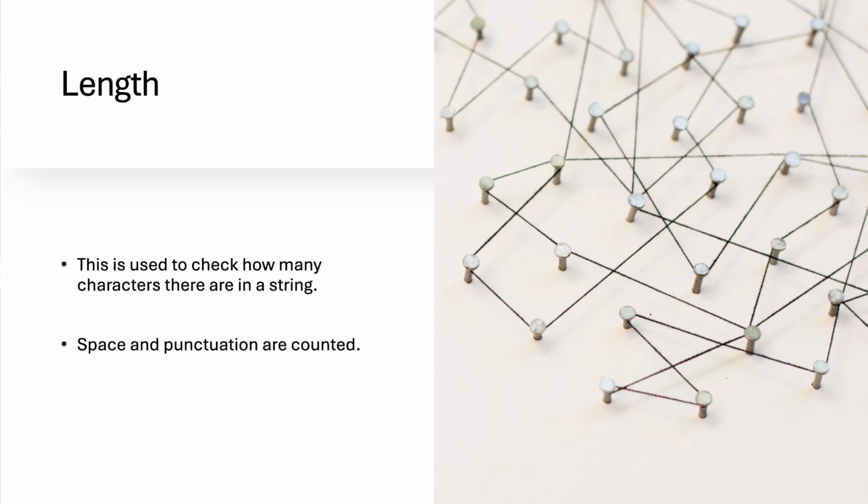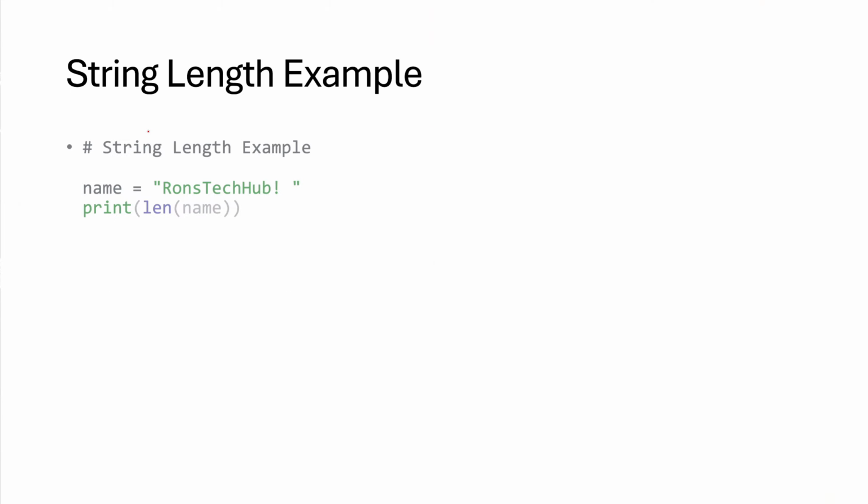Length is another one. This is used to check how many characters there are in a string. Space and punctuation are counted as well. So here's an example in Python. So I have RonsTechHub. So that's 1, 2, 3, 4, 5, 6, 7, 8, 9, 10, 11, 12, 13, because a blank space is still counted as well. So if you copy this and paste this into your environment and run it, it will say 12, but obviously remember the first location is a 0. That's why it might say 12.